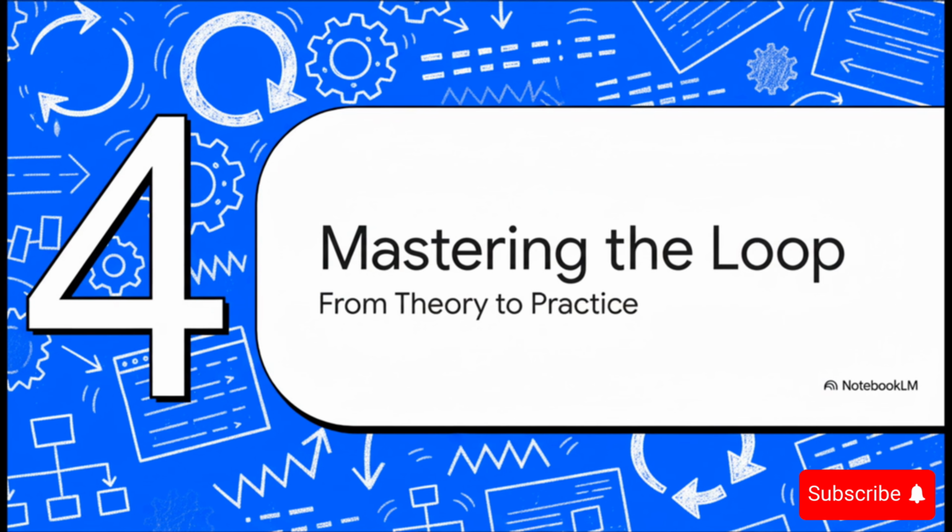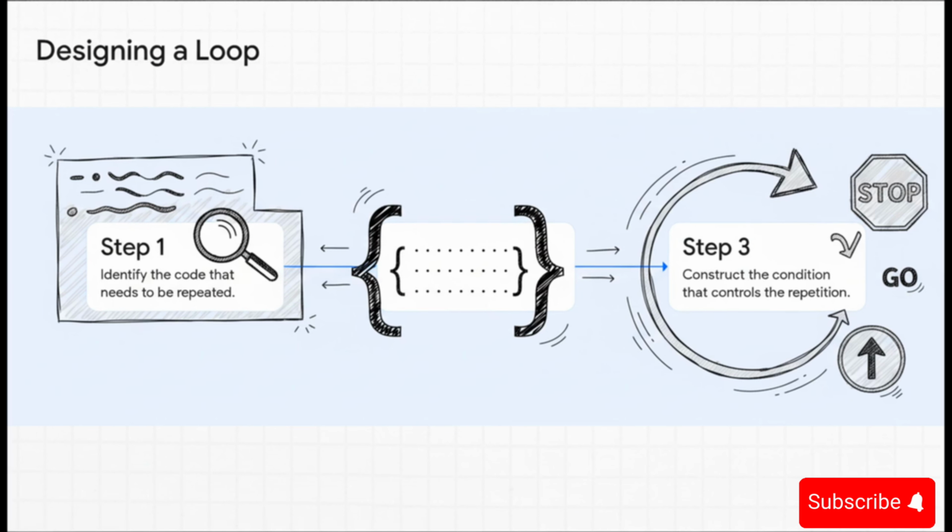All right, for our final section, let's bring this all home. We've talked about the why, the what, and the what to avoid. Now let's get practical and look at the simple steps for actually building a loop from scratch. It really just boils down to three key steps. First, figure out the exact lines of code you need to repeat. Second, wrap that code up inside the loop's container, usually those curly braces. And third, and this is the most important part, you have to carefully build the rule that tells the loop when to keep going and, crucially, when to stop.